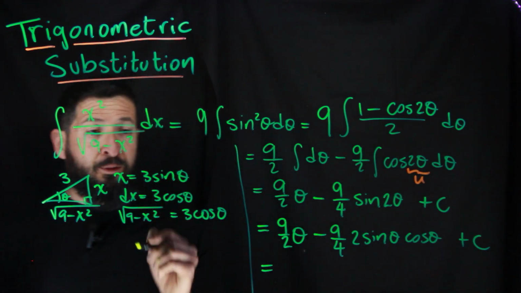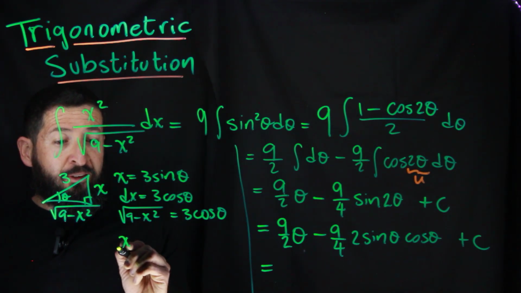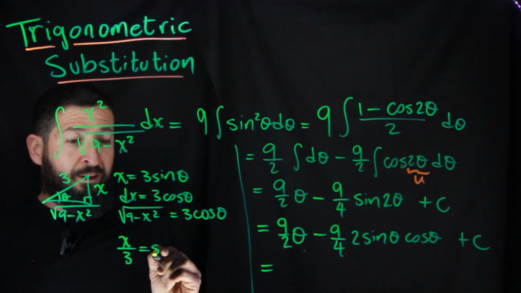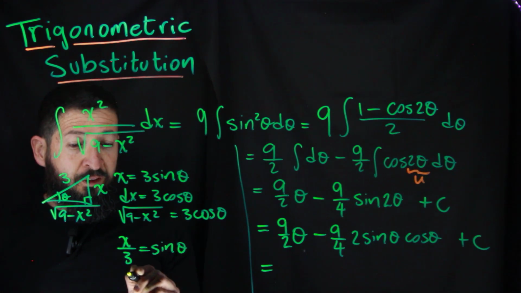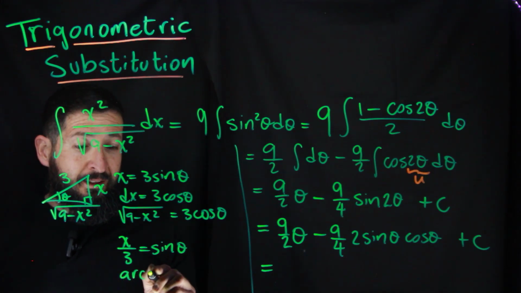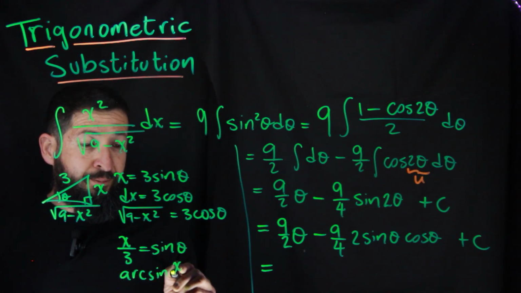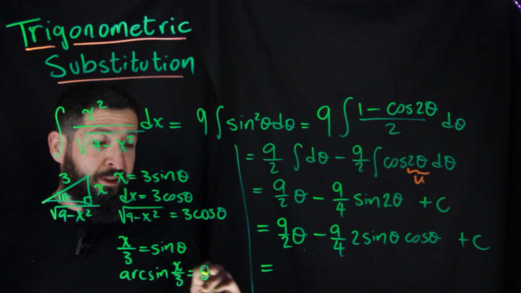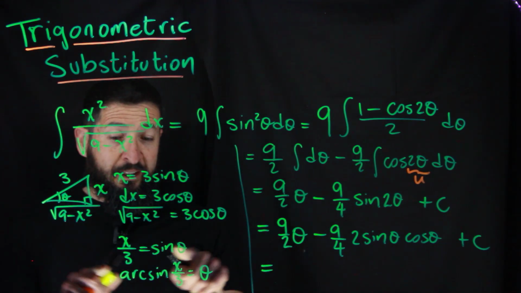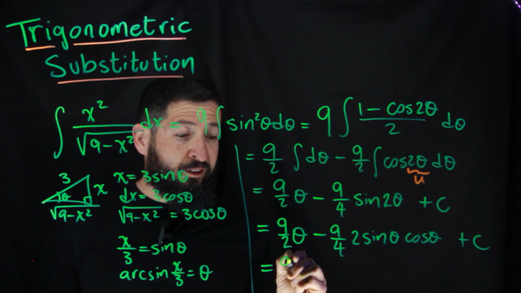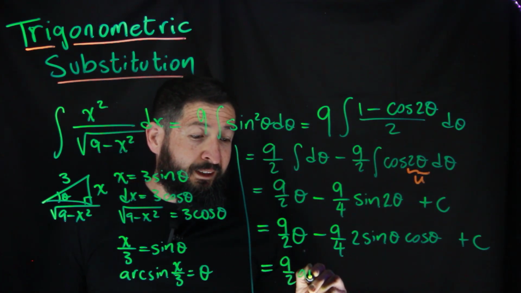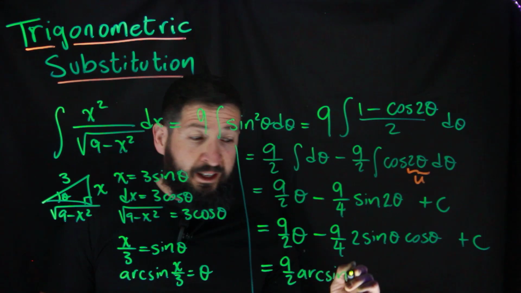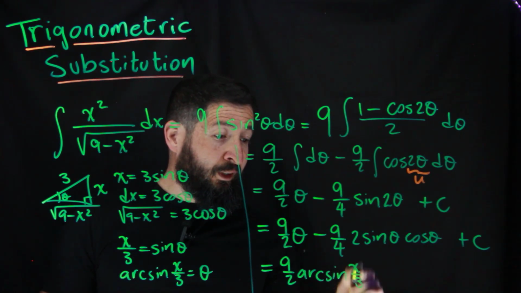Now let's solve for theta from here. So I have x over 3 is sine of theta. So the arcsine of x over 3 is equal to theta. So I can substitute in, just taking arcsine on both sides. So I get 9/2 of the arcsine of x over 3 for this one.